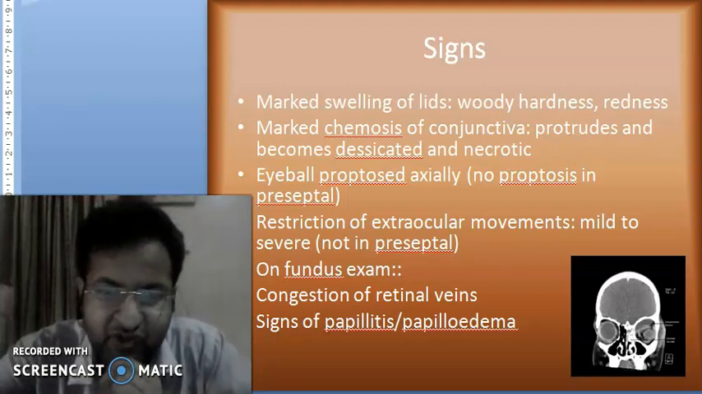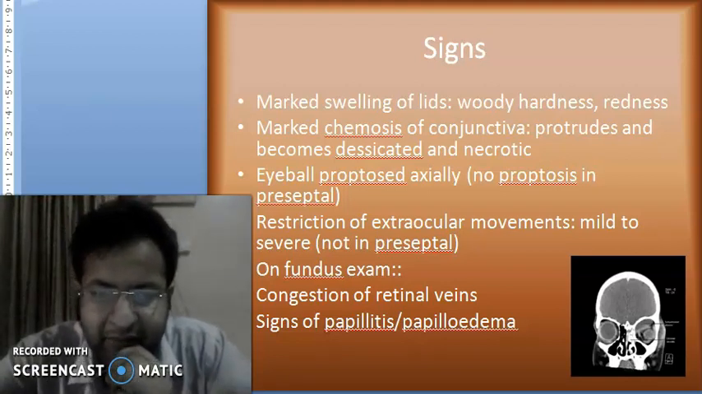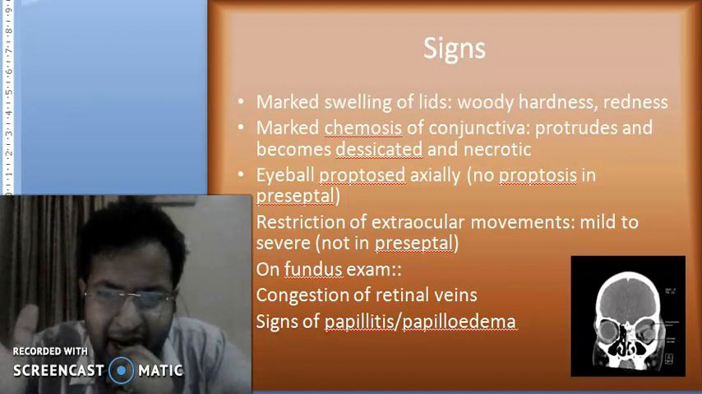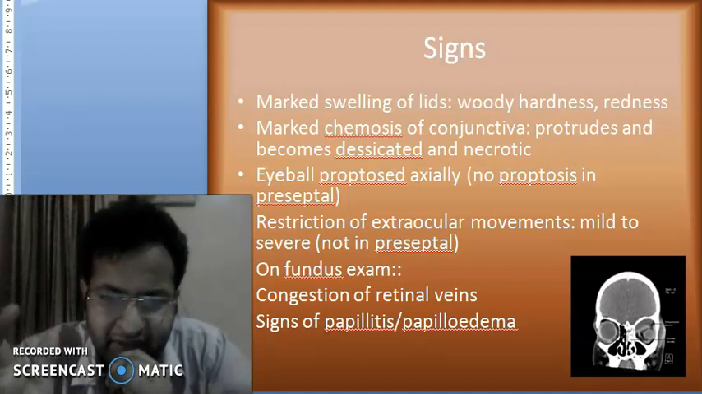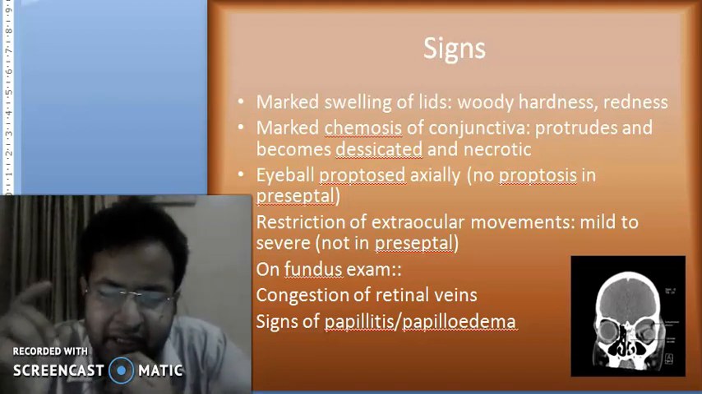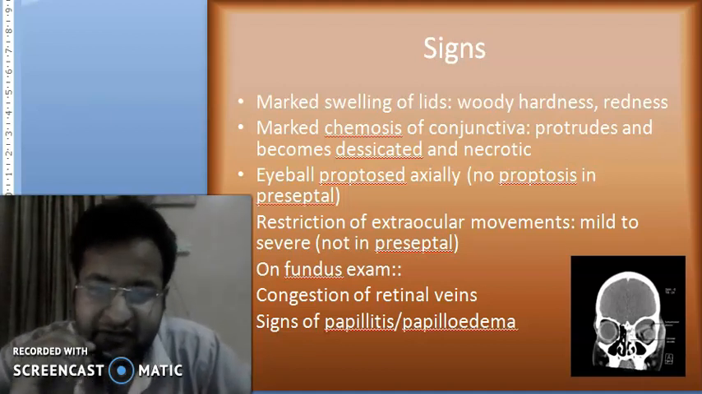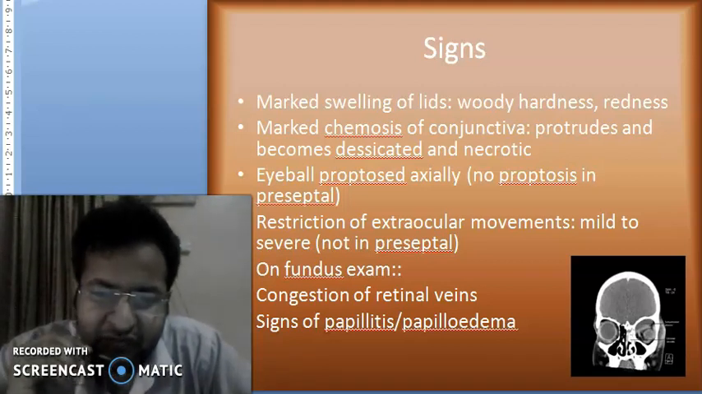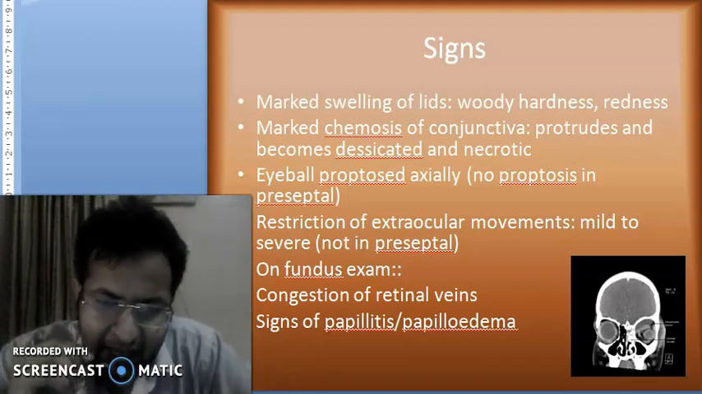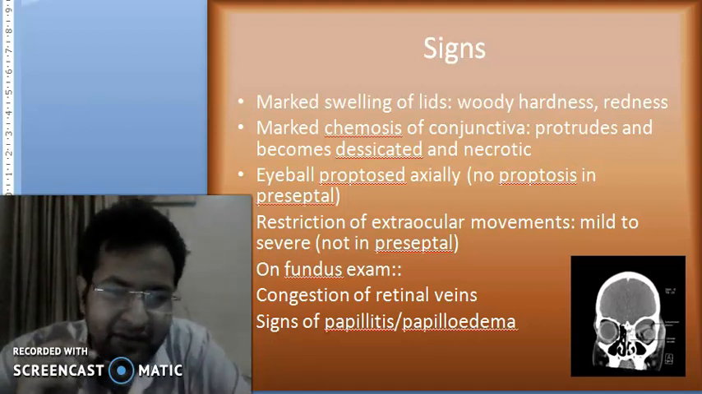is a differentiating feature between preseptal and orbital cellulitis: the eyeball will be proptosed axially in orbital cellulitis. There will be restriction of extraocular movements, mild to severe, in orbital cellulitis, but this is not seen in preseptal cellulitis. On fundus examination, congestion of the retinal veins can be seen, and there will be signs of papillitis or papilledema due to the increased intracranial pressure.